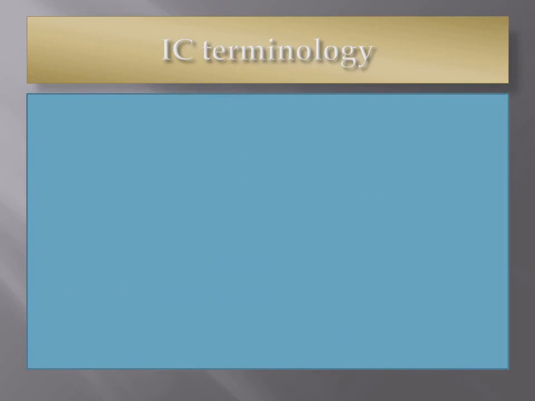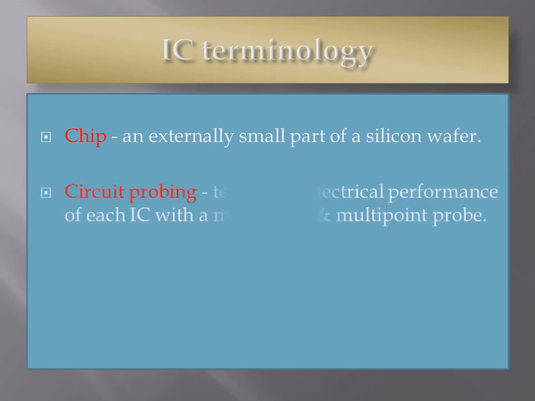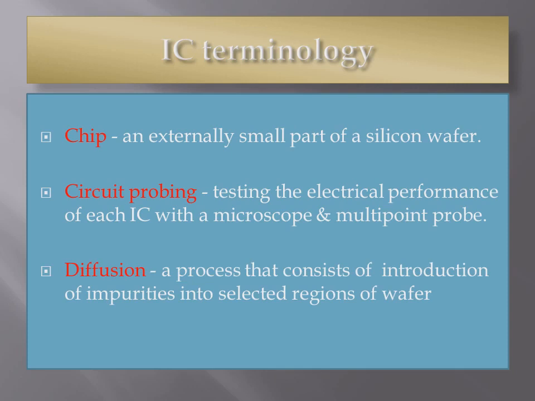First, chip: an extremely small part of a silicon wafer. Circuit probing: testing the electrical performance of each IC with a microscope and multi-point probe. Diffusion: the process that consists of introduction of impurities into selected regions of the wafer.